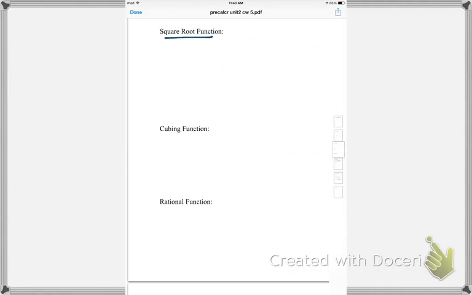Next, we have a square root function. Your square root function says f of x is equal to the square root of x. Remember how this gives us a domain restriction. So if we were looking to build our domain, we would be saying x has to be greater than or equal to 0. So the domain is from 0 to infinity.